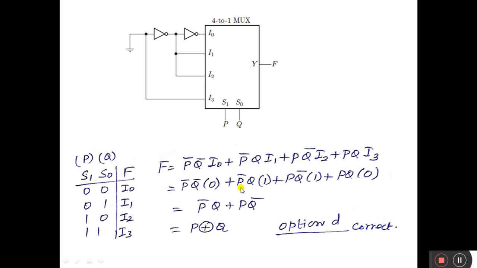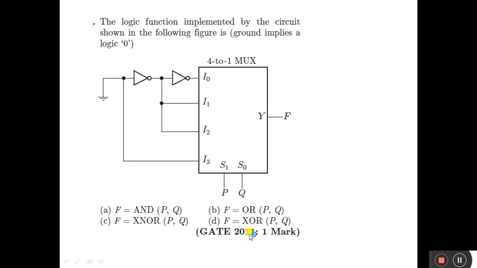Now the remaining terms are P bar Q into 1 plus P Q bar into 1. So P bar Q plus P Q bar. This looks like an XOR gate. So we can write P XOR Q. So from the given options, P XOR Q. So answer D is the correct one for this question.